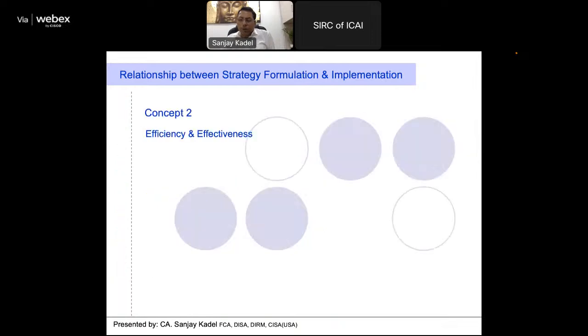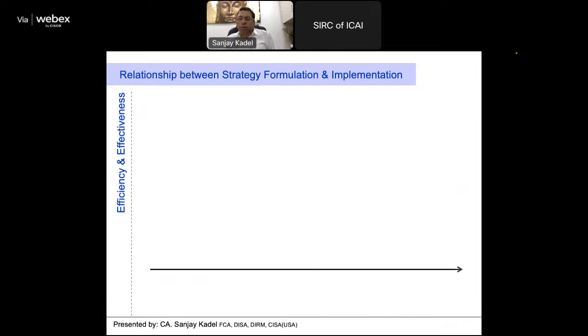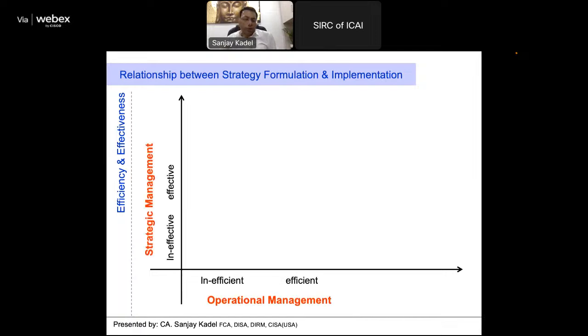Let us see concept number 2. Concept number 2 is related to the concept of efficiency and effectiveness. If we understand these two concepts, then we can understand the chart also. So let us put up the chart. On the left side, we have strategic management, which can be either ineffective or effective. On the bottom side, we have operational management, which can be either inefficient or efficient.